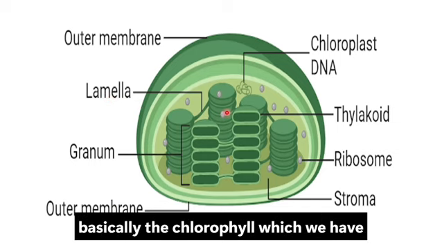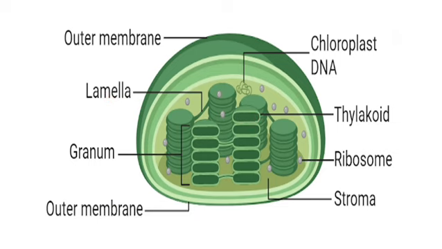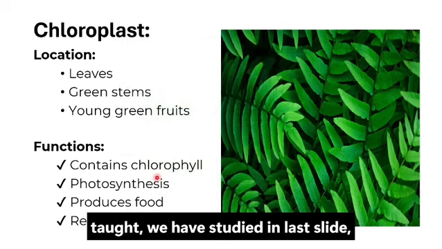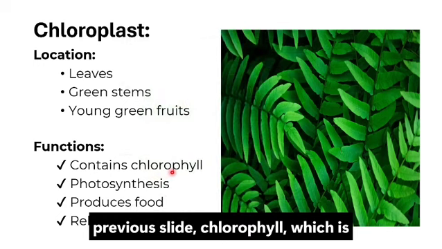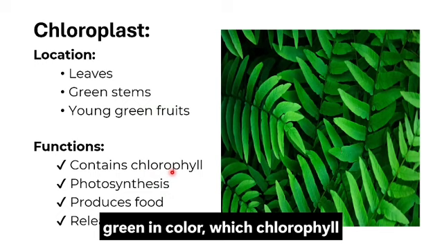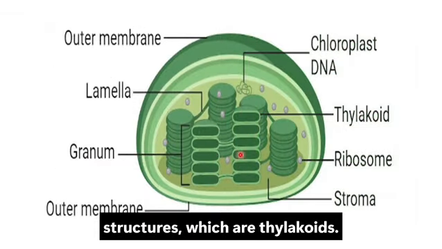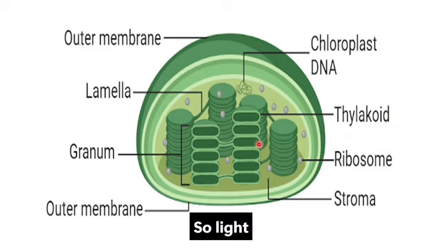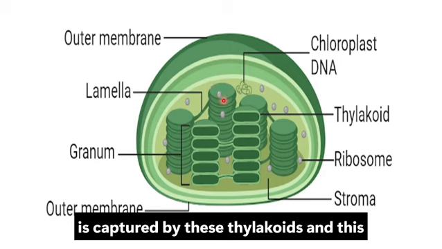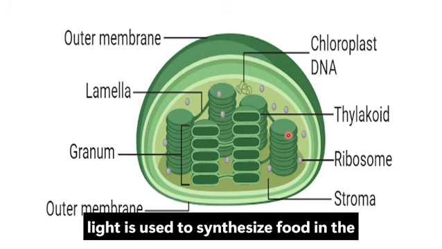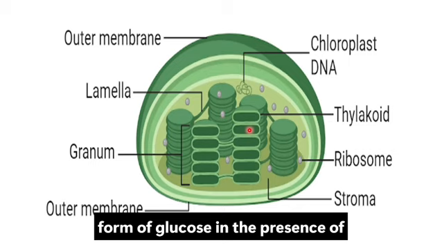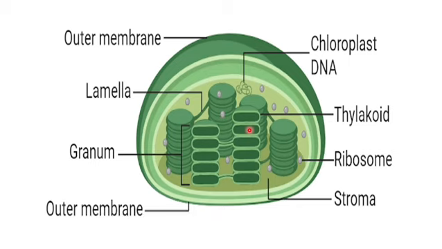Basically, the chlorophyll, which is green in color, which we studied in the previous slide, is actually present in these coin-like structures, which are thylakoids. So light is captured by these thylakoids, and this light is used to synthesize food in the form of glucose in the presence of water and carbon dioxide.